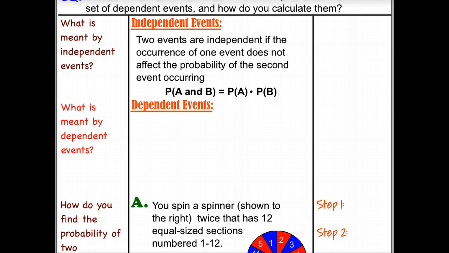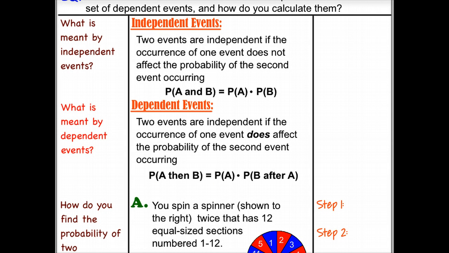Dependent events, on the other hand, are if the occurrence of one event does affect the probability of the second event occurring. So that would be, for instance, if I said I want to know the probability of my getting my work done and the probability of my being able to go to bed early. One of them plays into the effect of the other, because if I don't get my work done, I'm not going to be going to bed early. So then we take the probability of A happening times the probability of B happening, assuming A has already happened.